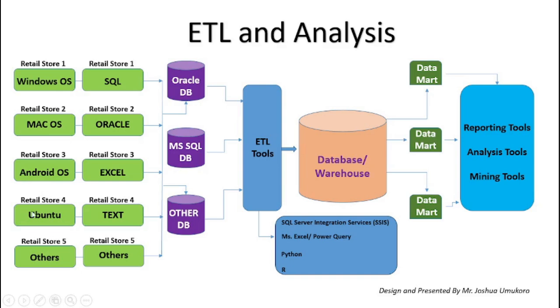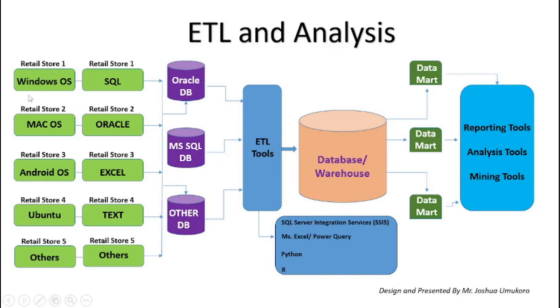And now you have another retail store, which is retail store 4, and they are using the Ubuntu operating system. Then you have a whole lot of other operating systems. Then in a situation where you find out that each of your stores is using a different operating system, and there is need for you to pull in sales and other data from each of these stores to generate your report.